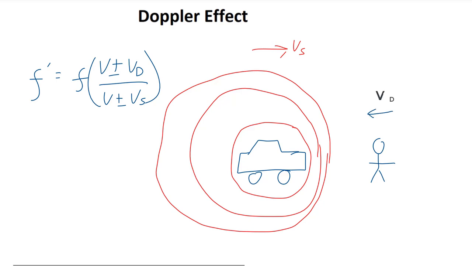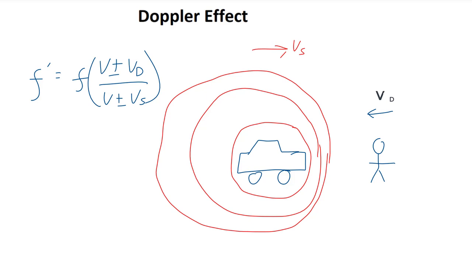In general, this equation is telling us that if the source and detector are moving away from each other, then the perceived frequency is less than the actual frequency, and if the source and detector are moving towards each other, then the perceived frequency is instead greater than the actual frequency.